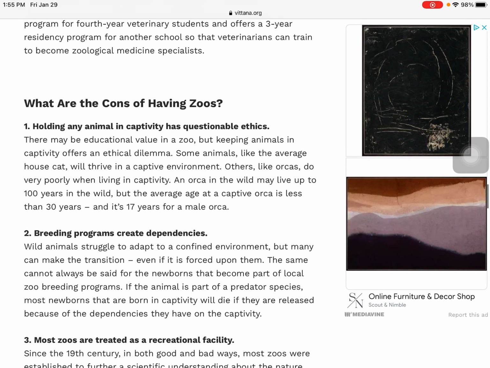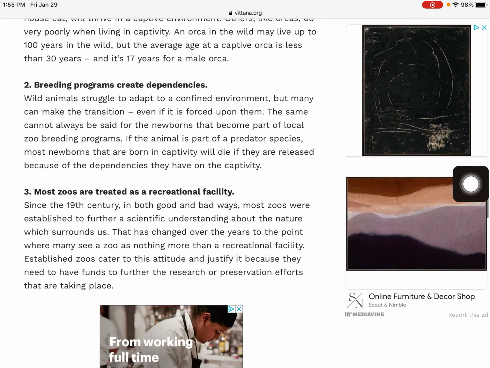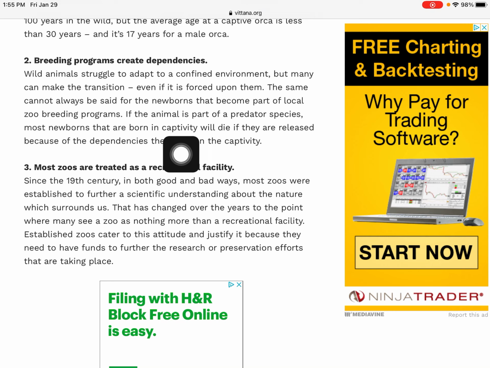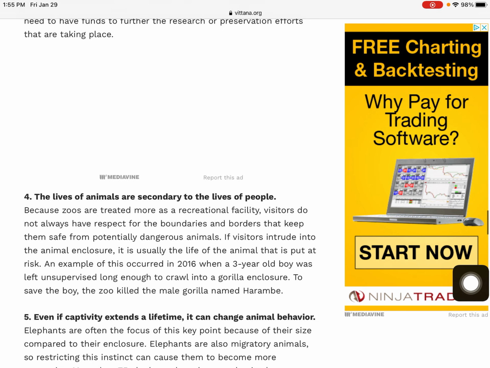Now looking at my just general cons, this says holding any animal captive has questionable ethics. Breeding programs create dependencies, so meaning when they have babies in captivity, they'll never be able to be released into the wild. Most zoos are treated as recreational facilities. So basically, they're not really focusing on the research and the preservation that they're supposed to. Instead, they're just making a lot of money off of people who pay them.